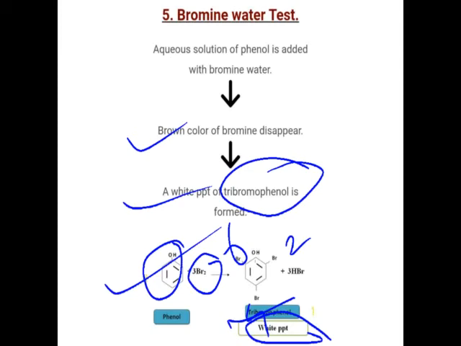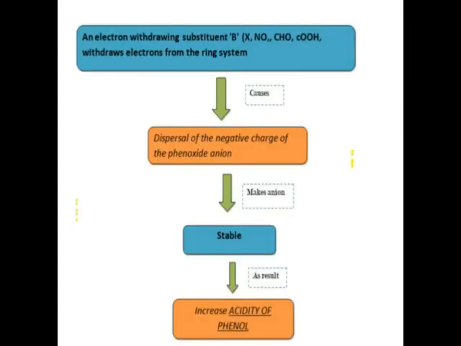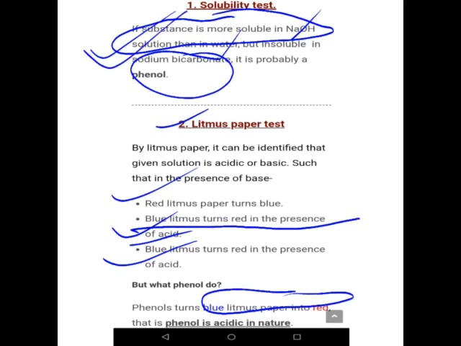Are you getting the point? Okay, so these are the tests we have to perform for the identification of phenol. Which is the first test? Solubility test. What does the solubility test tell? It is insoluble in sodium bicarbonate, soluble in NaOH, less soluble in water. What does the litmus paper tell? Phenol is acidic. So if we add litmus paper to the phenol solution, it gives acidic, that means the blue litmus will turn red.